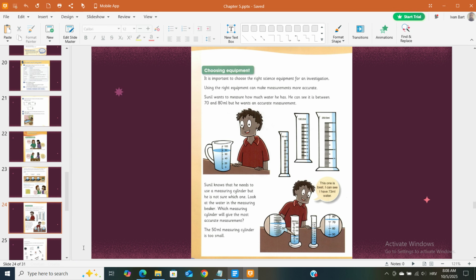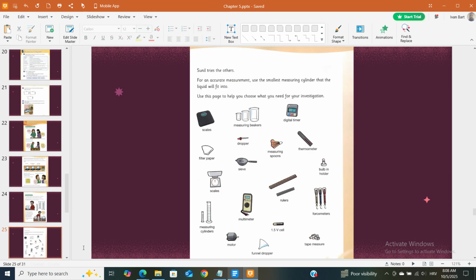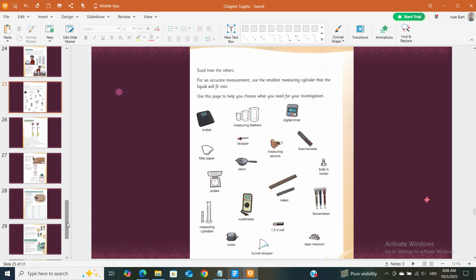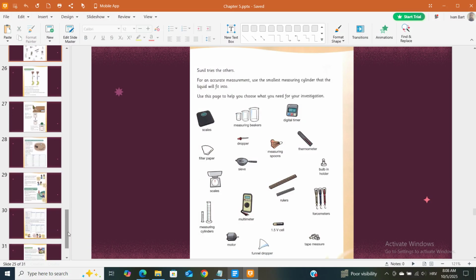50, 1 milliliter. 100, 2 milliliters. 250, 5 milliliters. This one is best. I can see I have 73 milliliters. Sunil tries the others. For an accurate measurement, use the smallest measuring cylinder that the liquid will fit into.